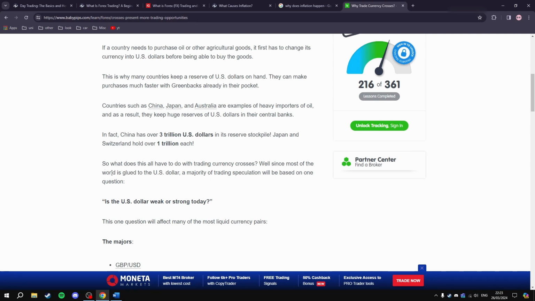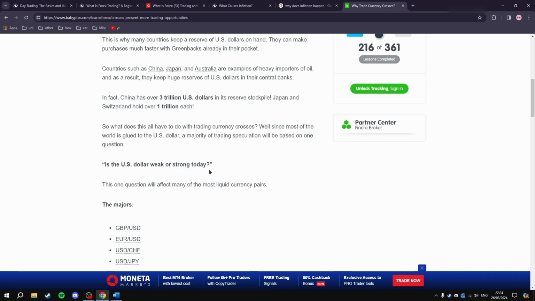So what does this all have to do with trading currency crosses? Well, since most of the world is glued to the US dollar, a majority of trading speculation will be based on one question: is the US dollar weak or strong today?